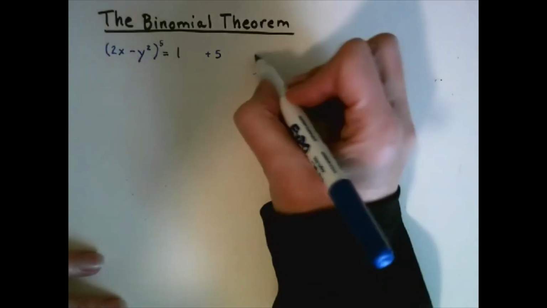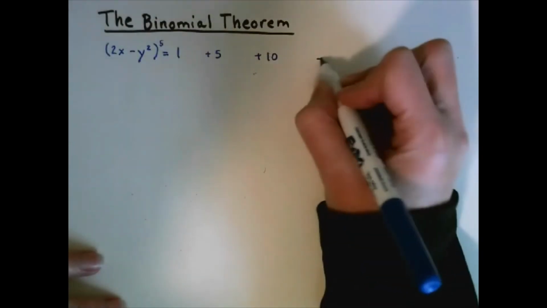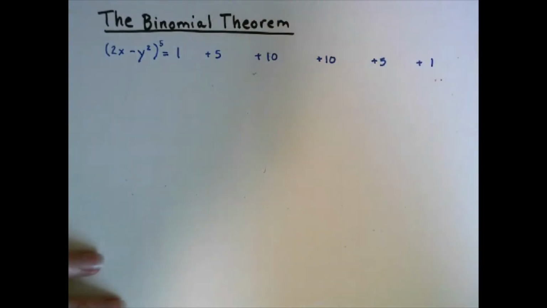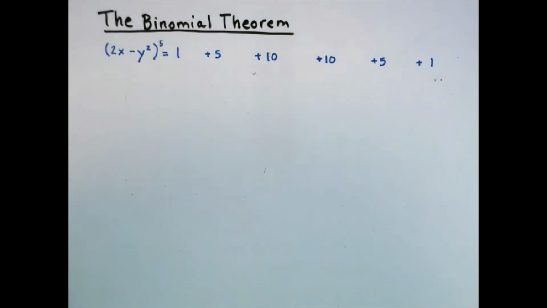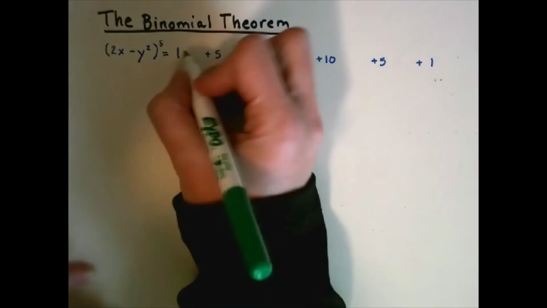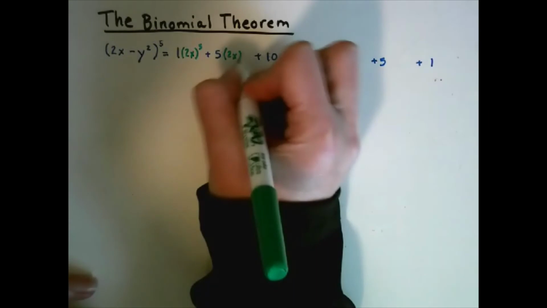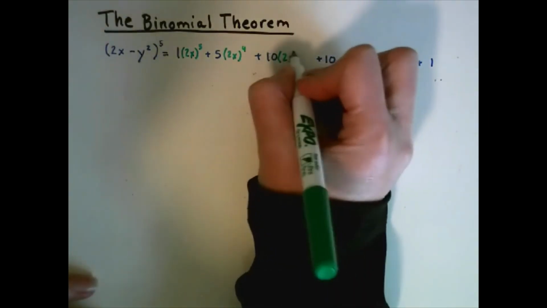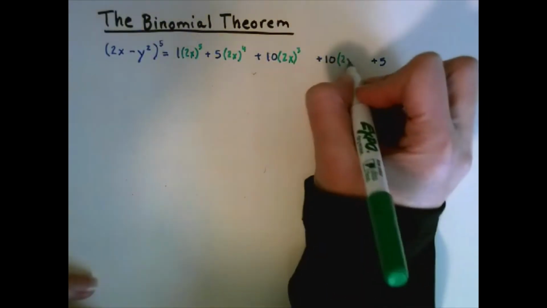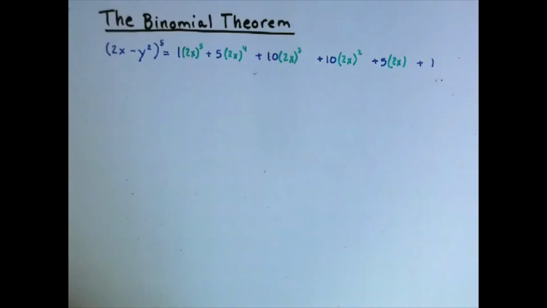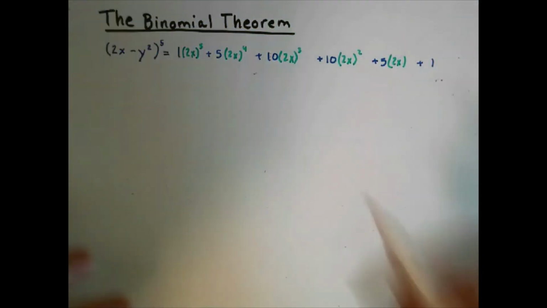let's leave a little bit more room, 10, 10, 5, and 1. Okay, then we take the 2x and decrease the powers. So in parentheses, (2x)^5, (2x)^4, (2x) cubed, (2x) squared, 2x, and no 2x. Then we take the negative y squared in its entirety.